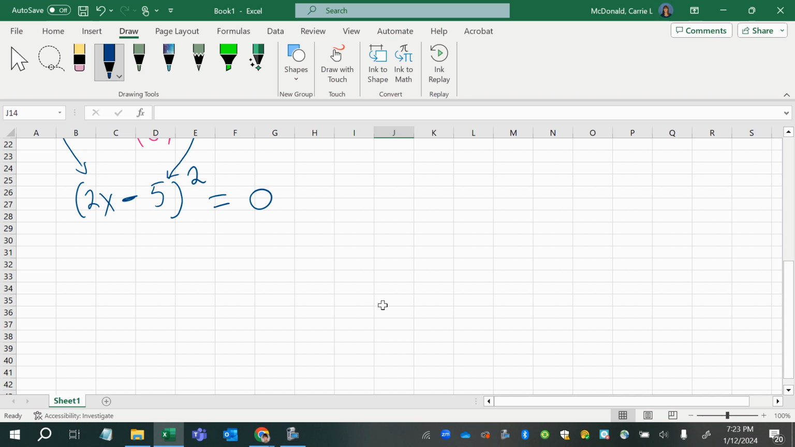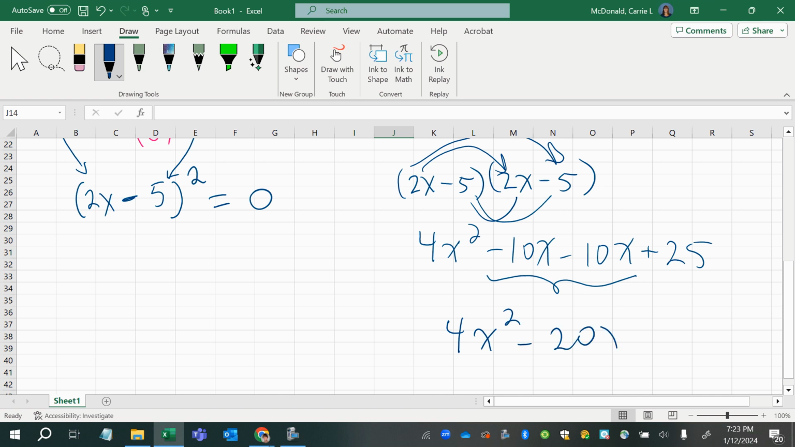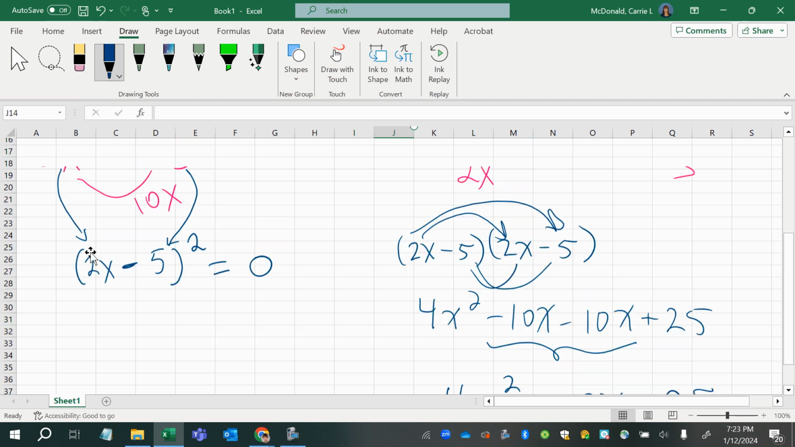And if you wanted to test it out, which I encourage you to do, you could see what happens when you multiply the quantity 2x minus 5 multiplied by itself. If you FOIL it out, you get 4x squared, then negative 10x, then negative 10x again, and then positive 25. And there you see the twins in the middle. When combined, they give you the negative 20x. And this is the original polynomial we started with on the left side of our equation.